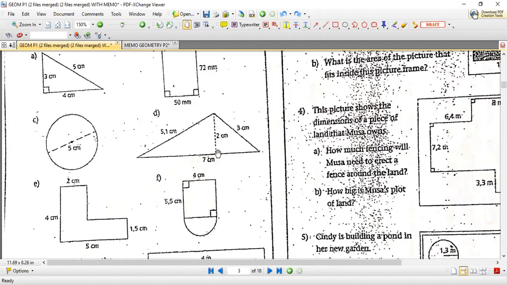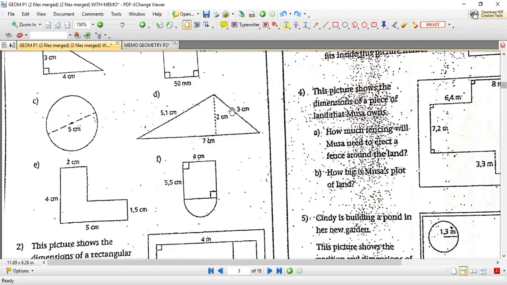Figure 1D is our triangle again. And we have the height, which is 2, and the base, which is 7. 3, 5,1, and 7. If we add those three sides up, that would give us the perimeter of figure 1D. But to calculate the area, it's half base, which is 7, times the height, which is 2.